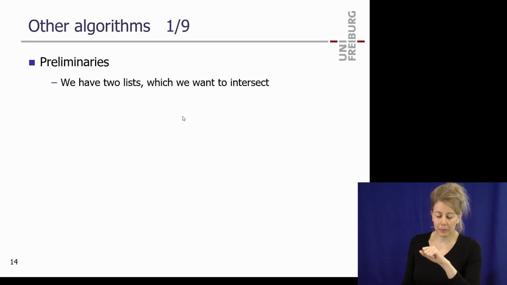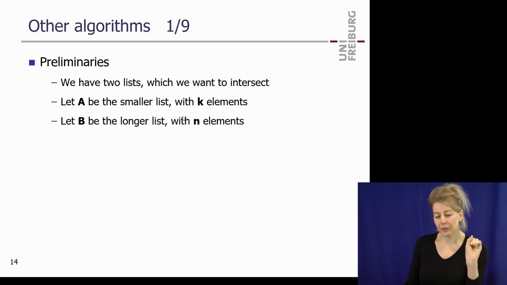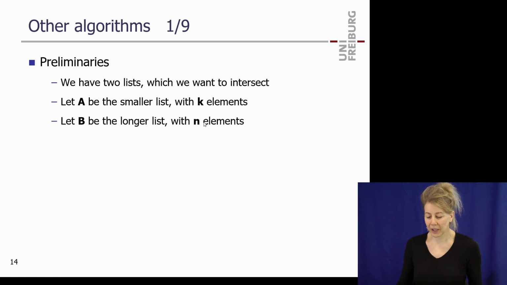So just some preliminaries, just talking about notation. We always have two lists, just looking at the two lists case. And let's always call the smaller list A and the larger list B. They are both sorted. And let's call the number of elements in the smaller list K and the other N. So K is always less or equal to N.